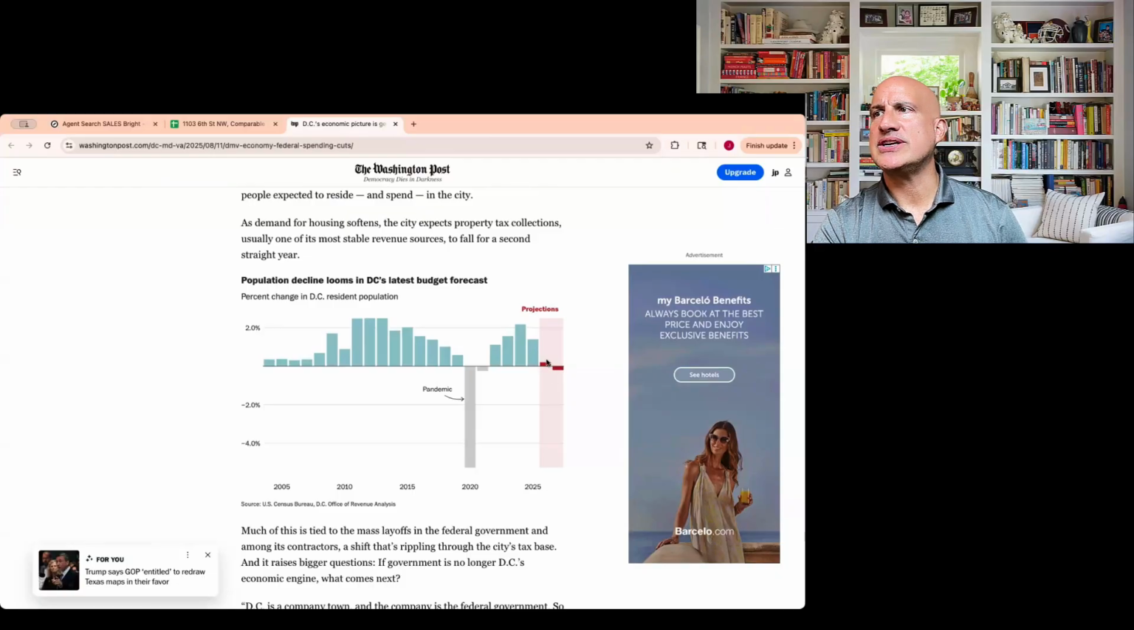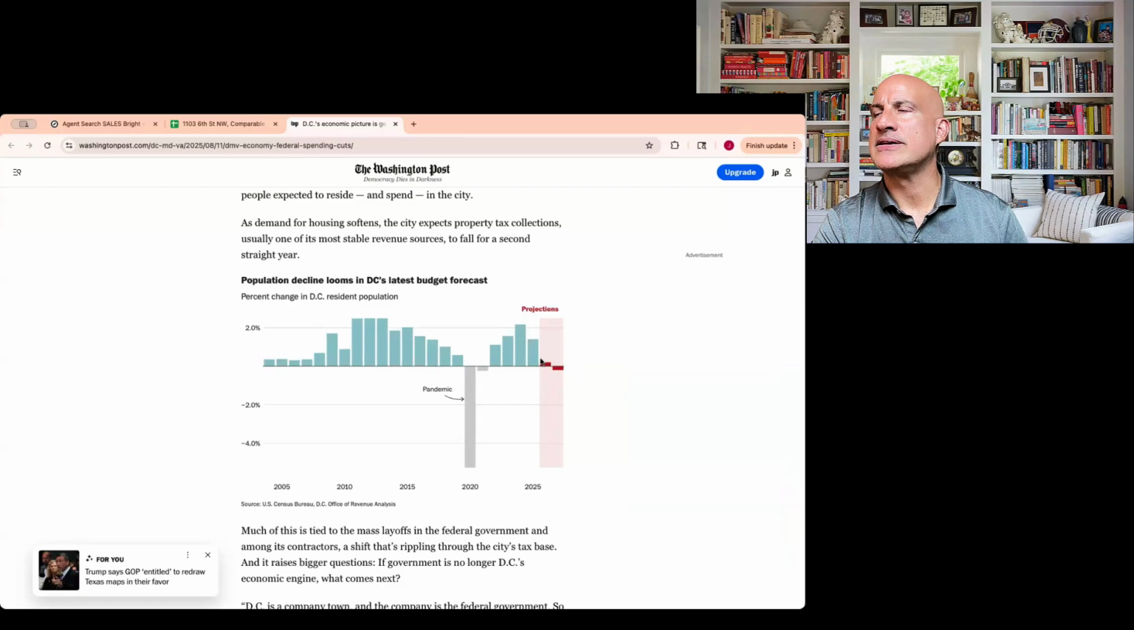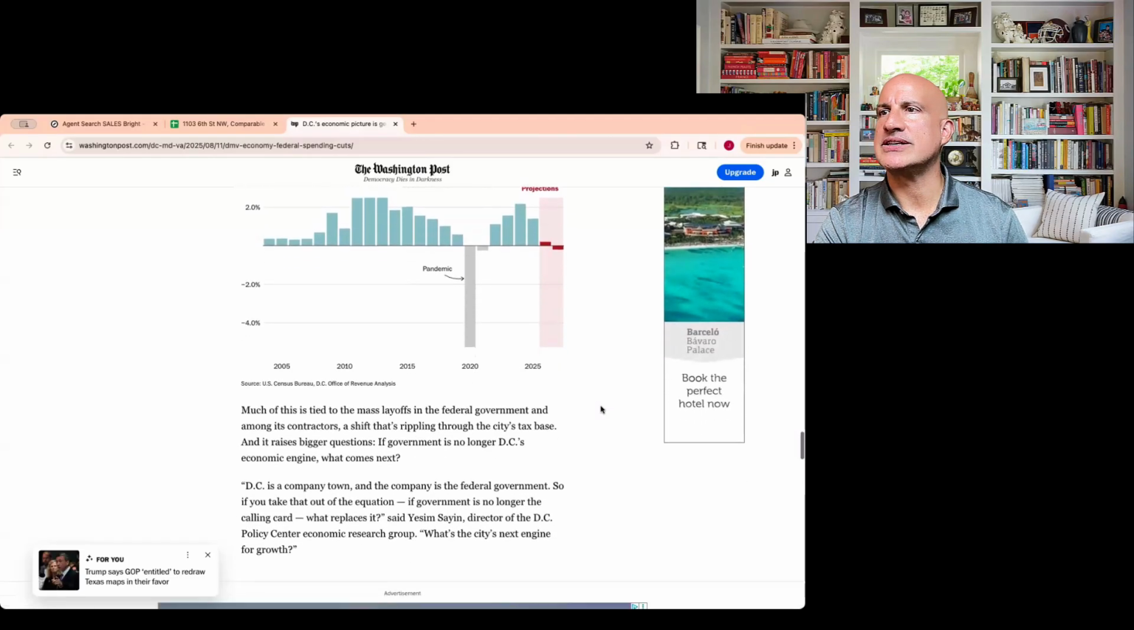I wouldn't consider negative 0.2% particularly significant. I just don't see that affecting the demand curve tremendously, right? If we were talking about negative 2%, then maybe. But the fact that it is dropping is certainly interesting and something to continue to watch.